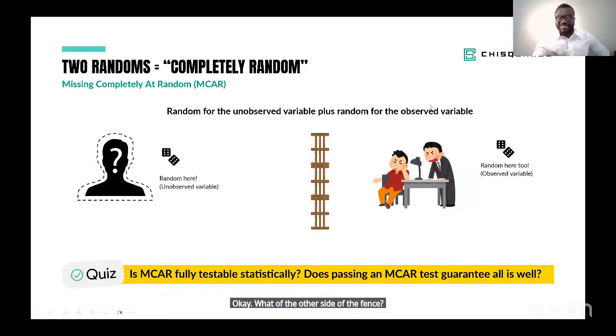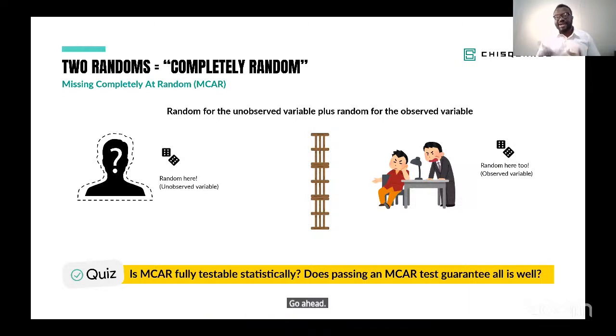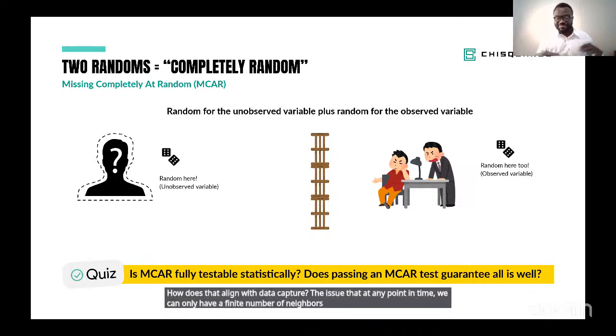What of the other side of the fence? Is it possible to interview all the neighbors? Not possible. Go ahead. It may not be possible to get all the neighbors to interrogate. How does that align with data capture? The issue is that at any point in time we can only have a finite number of neighbors being interrogated.